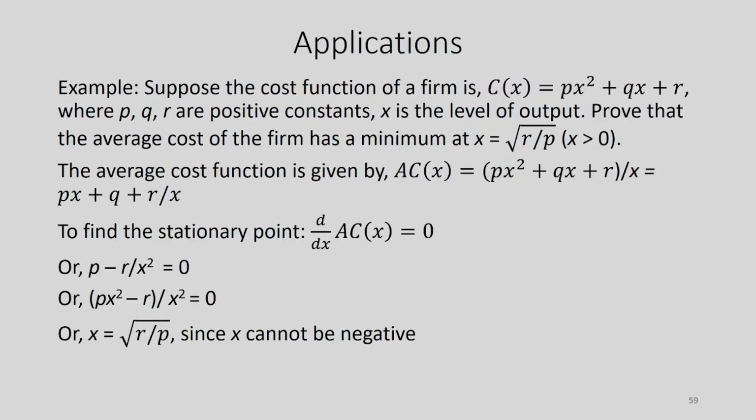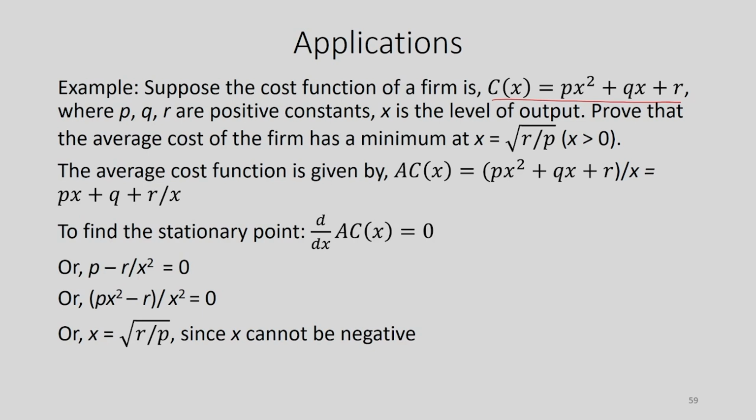Okay, here are some applications of these properties that we have been talking about. Suppose the cost function of a firm is given, C(x) is equal to Px square plus Qx plus R, where P, Q and R are positive constants. x is the level of output. Prove that the average cost of the firm has a minimum at x is equal to root over R divided by P, where x is assumed to be positive, because output level cannot be negative.